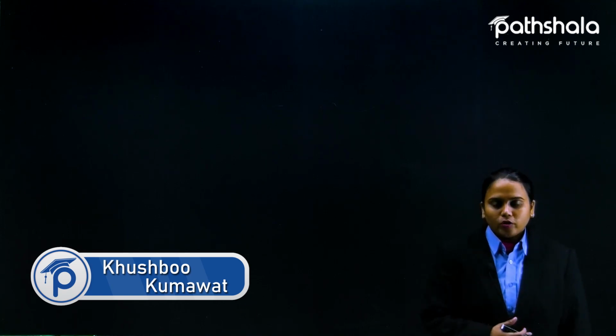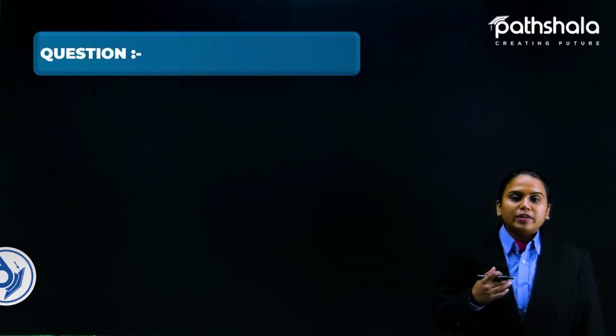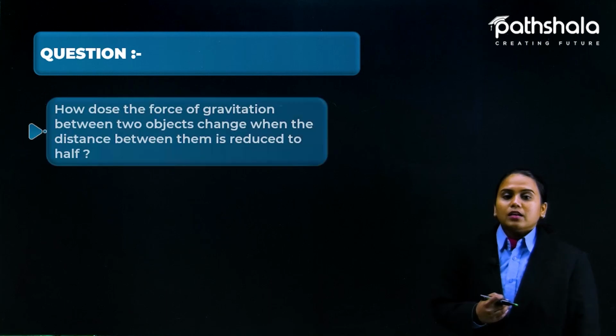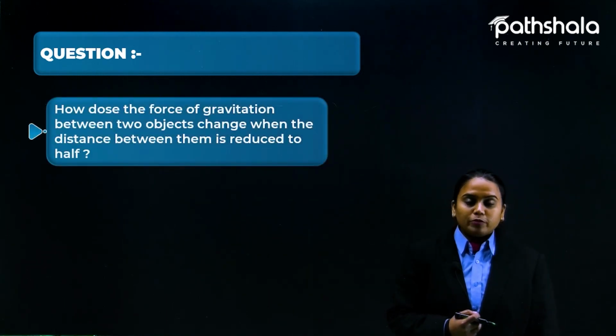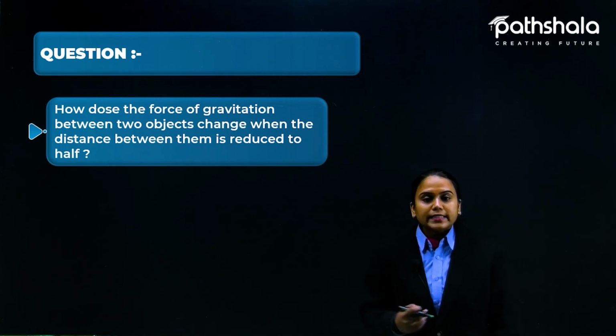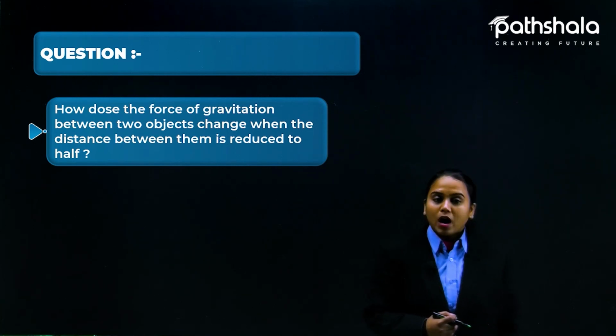So students, we have seen a formula here for the gravitational force. Now let us do one question on it. What kind of question might we have here? How does the force of gravitation between two objects change when the distance between them is reduced to half?